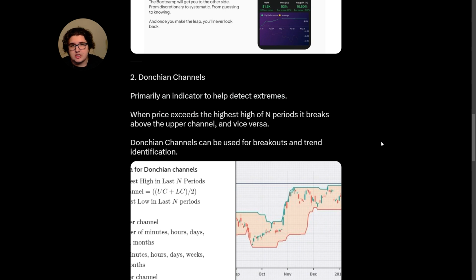Now, number two is Donchian channels. It's primarily an indicator that helps detect extremes. So when the price exceeds the highest high of N periods, it breaks above the upper channel, and vice versa.